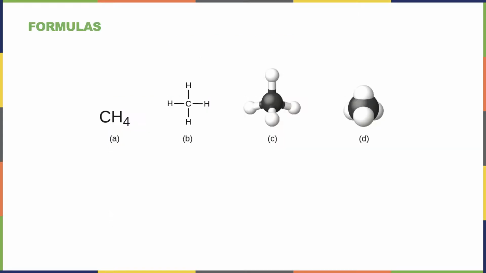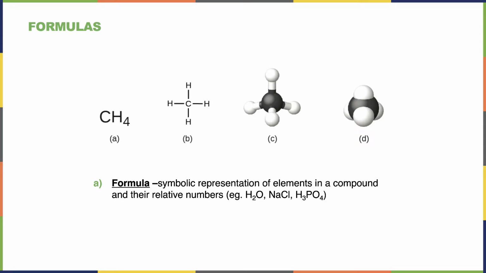So let's talk about the various kinds of chemical formulas that can be written or used to portray things that occur in chemistry. The first of these is just called a formula. The formula is the symbolic representation of elements in a compound. You'll remember we talked about elements. Elements are the simplest pure substances that exist that cannot be separated into other pure substances. And a compound is a pure substance that's made up of elements.